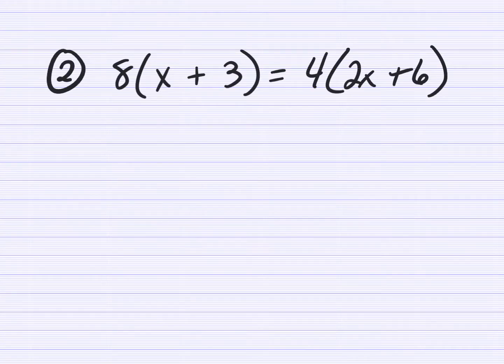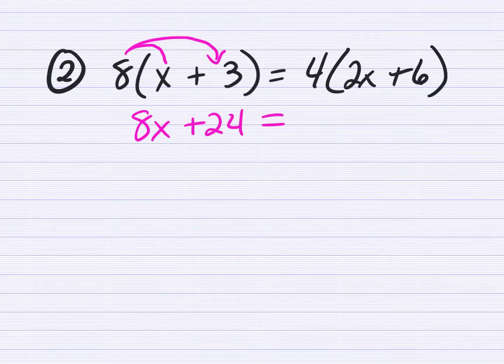All right, on number 2 here, we have the distributive property on both sides of the equal sign, so I'm going to do that first. 8 times x is 8x, and again, I'm not bringing down my addition symbol yet because I don't know if the next term is positive or negative. So then I go up here and I distribute the 8 times a positive 3, and 8 times positive 3 is positive 24. Bring my equal sign down. On the right-hand side, 4 times 2x is 8x, and then 4 times positive 6 is positive 24.